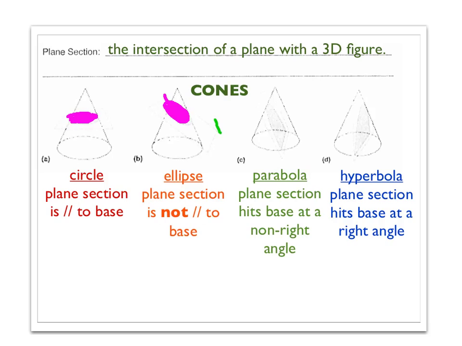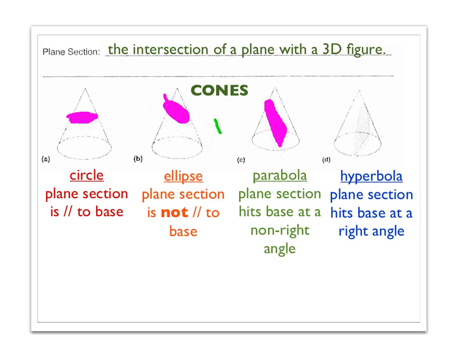Now, the third one over, the parabola. If you cut a plane section that hits the base but not perpendicular to the base, you're going to get kind of an elongated shape, almost like an ellipse, only it has a flat side because that's where it hits the base. That's called a parabola.